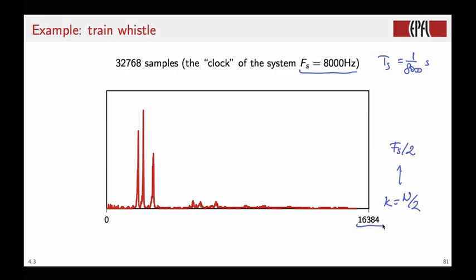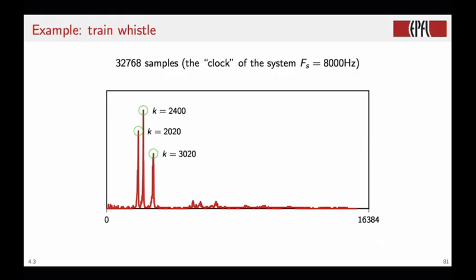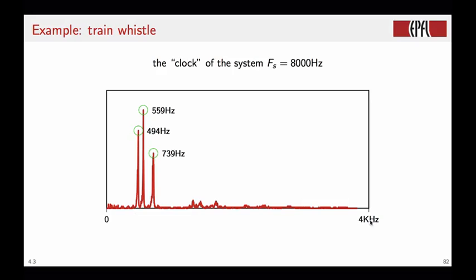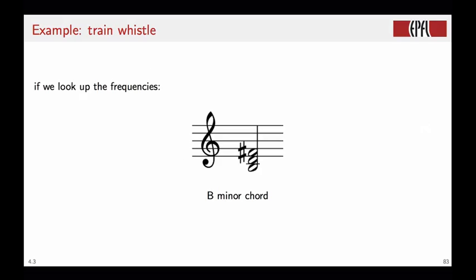So here indeed we have the midpoint of the DFT vector, and therefore this will correspond to a frequency of 4 kHz. We also have 3 peaks that take place for different values of k. To find the real frequency there, we just apply a linear mapping from 0 to 4 kHz, and so the frequency of any intermediate point will be 4 kHz divided by the total number of points multiplied by the index k. And with this rule, we find that the peaks take place at 494 Hz, 559 Hz, 739 Hz, and if we look up what these frequencies correspond to in the standard Western scale, we find that the whistle is a simple B minor chord.